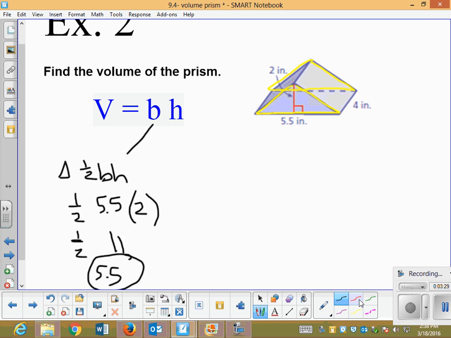Very important. I'll put a star on it. Very important. We only find the base for one. Okay, now the height is going to be 4 right here. If we make it stand up, the height is 4. So we're going to put the height as 4.